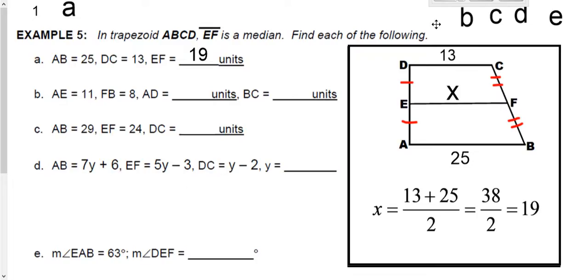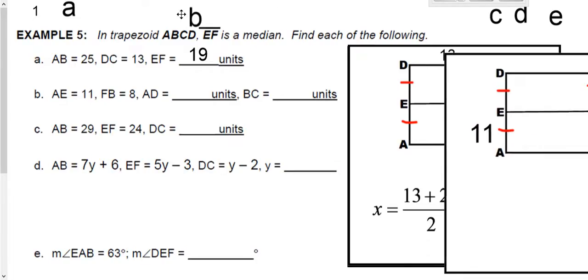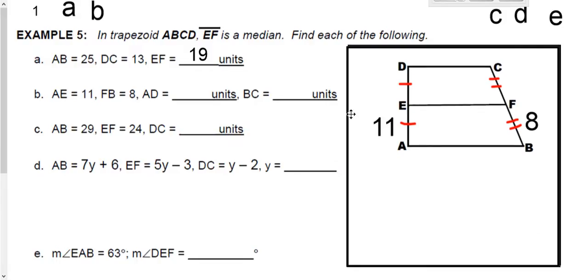The B question. Again, I've got my little pieces marked here because this is still a median. Then they tell us AE is 11 and FB is 8. They want to know from A to D. If this piece is 11, the other piece is 11, and from A to D would be 11 plus 11, which is 22. BC is the same type of thing. They want to know this whole side. If this is 8, the other piece is 8, and 8 plus 8 is 16. So we got 22 and 16 there.